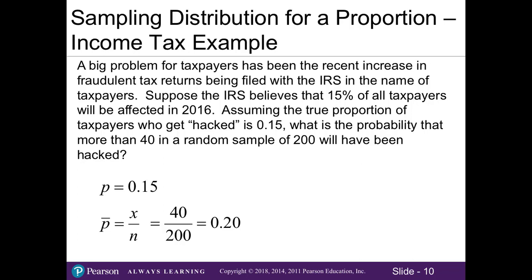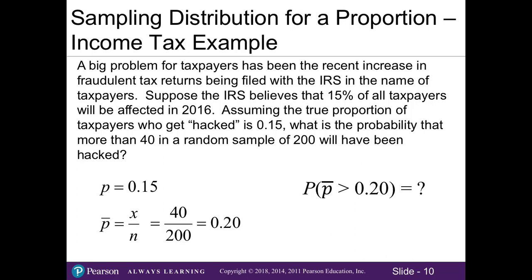In our question, when we write it as our event of interest, we're essentially saying that we want to know the probability, that's a big P, that our sample proportion, that's our p bar, will be greater than 0.2. Because recall in the statement here, it said, what is the probability that more than 40 in a random sample? But I'm not going to write 40 in my mathematical statement. I'm going to write the proportion, in this case, the proportion of our 40 over 200 at 0.2.